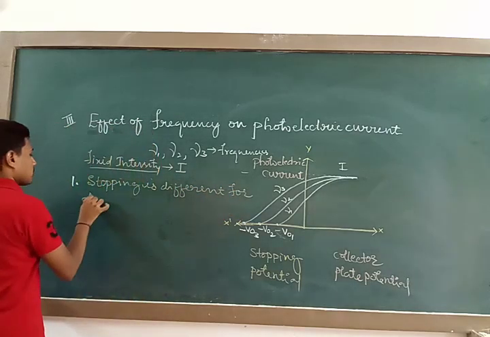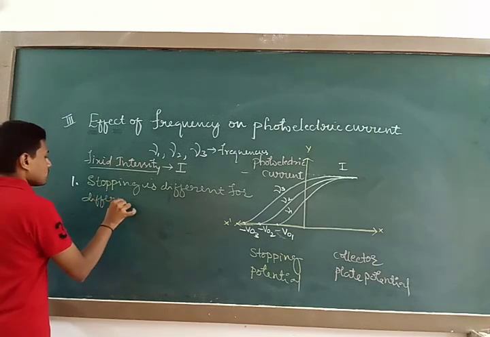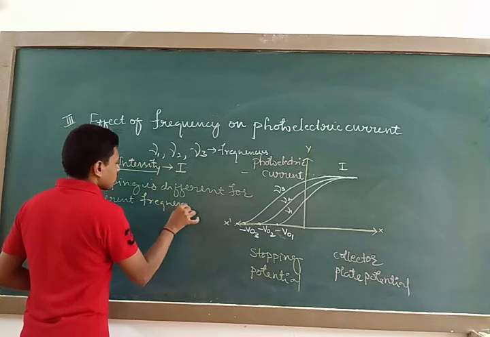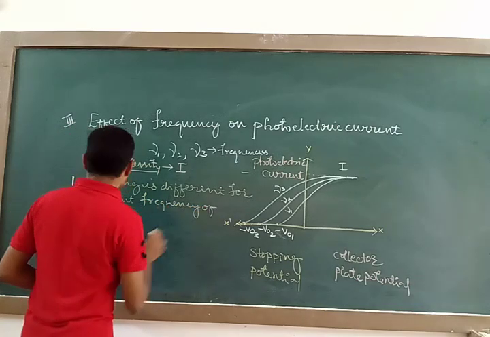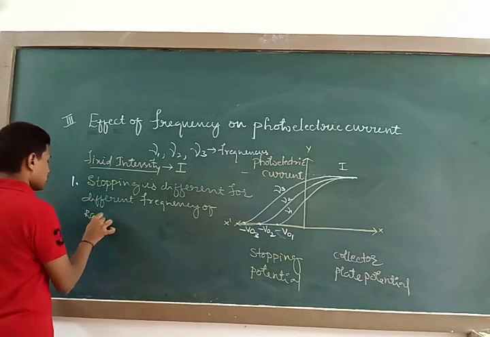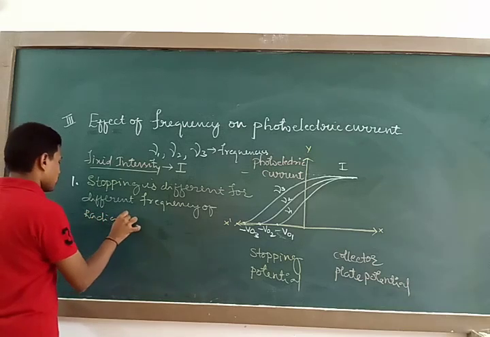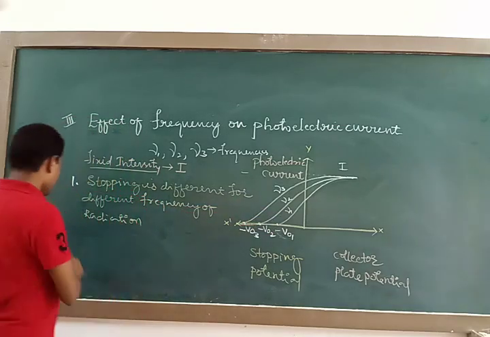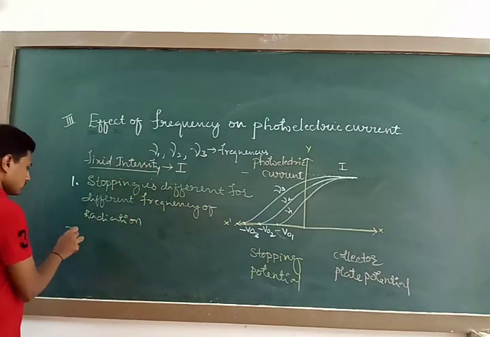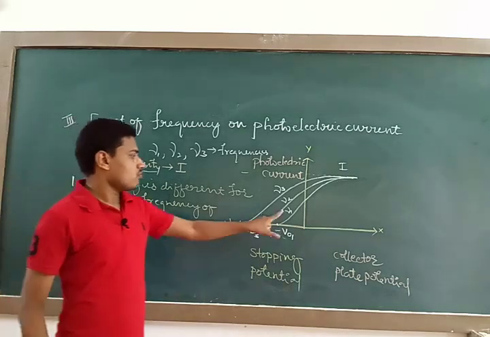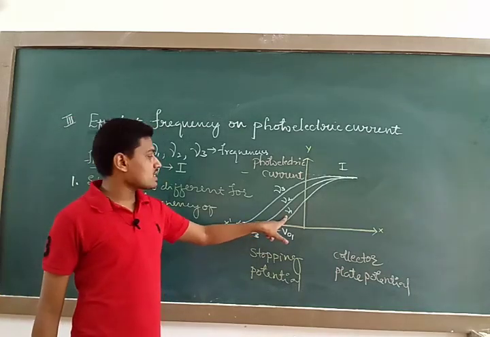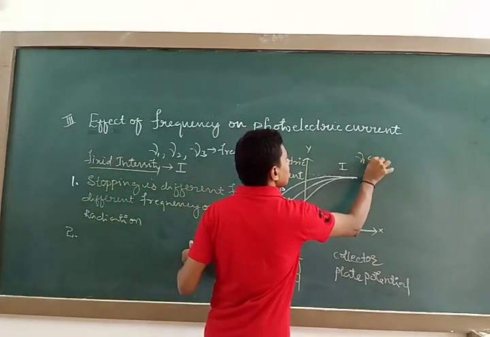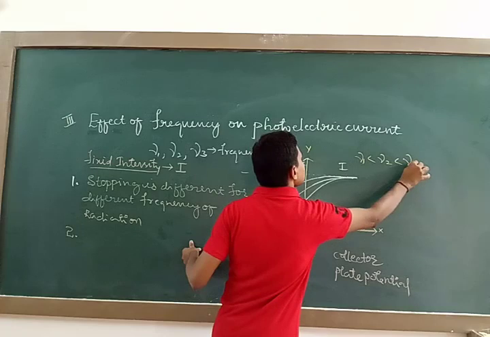So stopping potential is different for different frequencies of radiations. First point, obviously, look at the graph. Second conclusion, for a frequency nu1, obviously here nu1 is less than nu2, which is less than nu3.